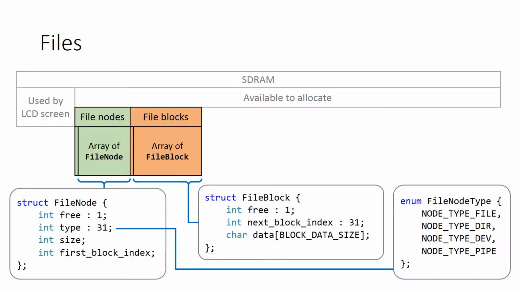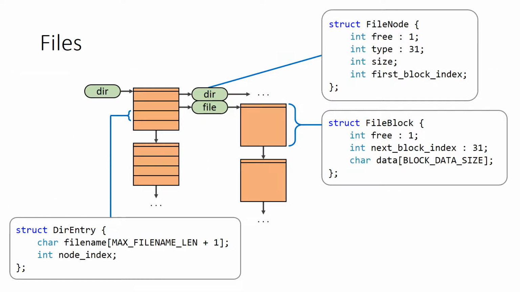Focusing in on the file system portion of memory, we see that there's an array of file nodes and an array of file blocks. File nodes can have a type of file, directory, device, or pipe. Each node stores some metadata to a file and the index of its first block. Each file has at least one block, and more blocks are chained together as needed as the file grows.